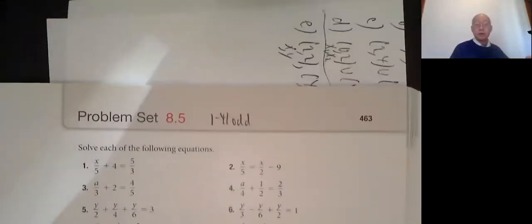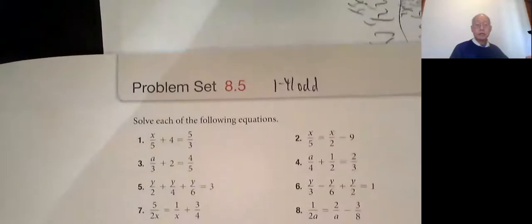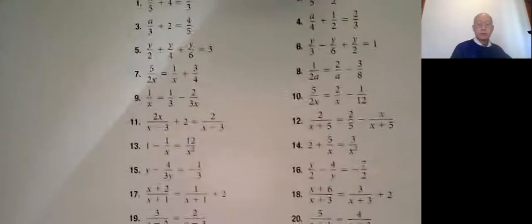The notes for section 8.5, page 463. And we have 1 to 41 odd.